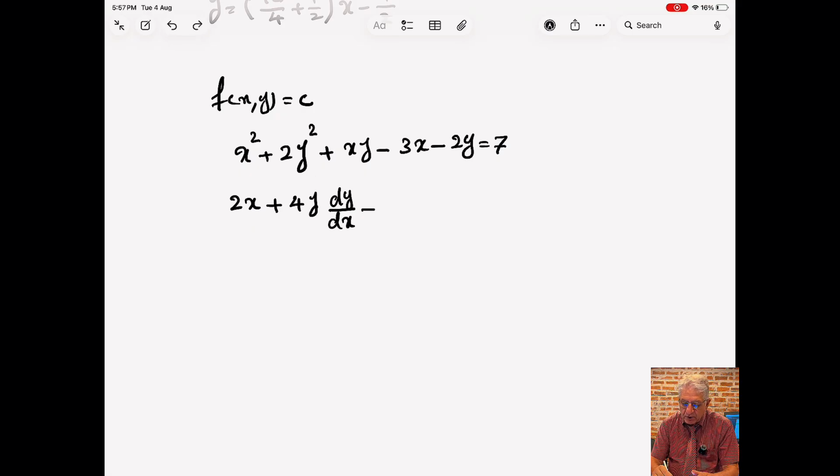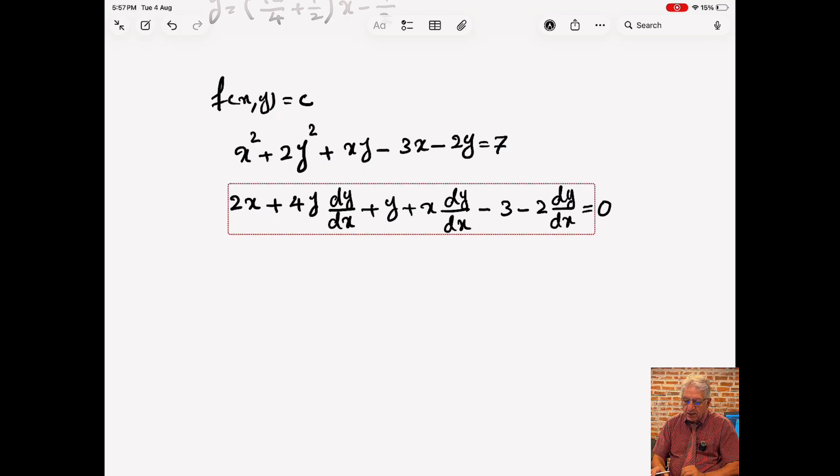Now, here we have the product rule. What is the derivative of x? It is 1. Then 1 times y, plus x times the derivative of y, which is dy by dx. You are differentiating with respect to x, so the derivative of y will be dy by dx, but the derivative of x will be 1. Then minus 3, minus 2 dy by dx. The derivative of 7 also will be 0, therefore the other side will be 0.